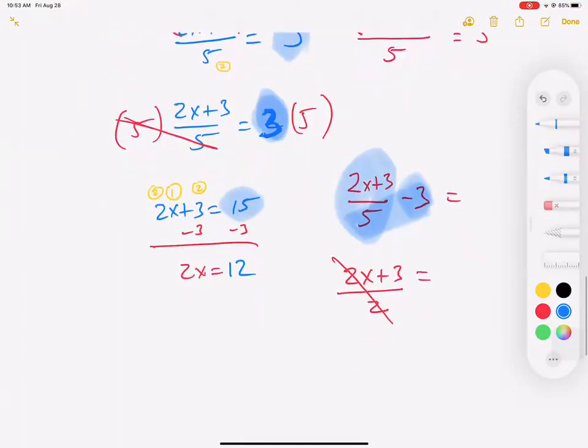My last step. Now we can get rid of the 2 easily. Divide by 2 to both sides. x is equal to 6.